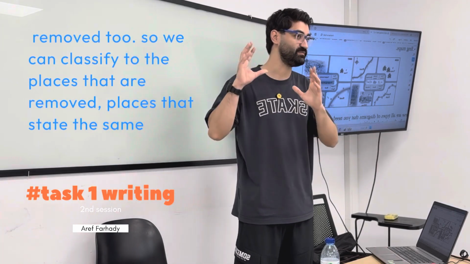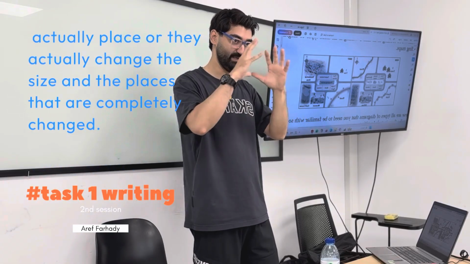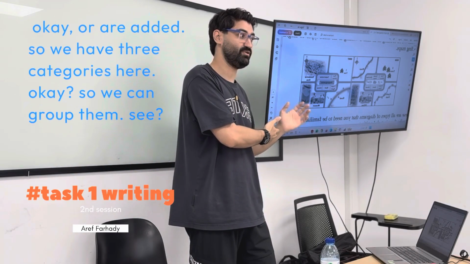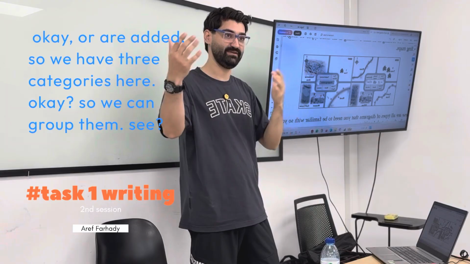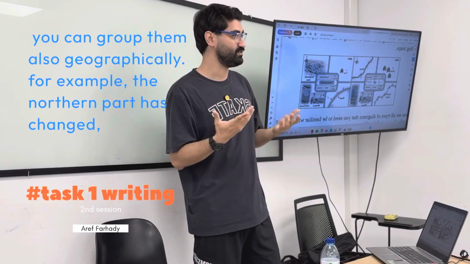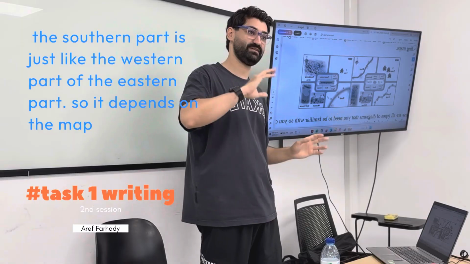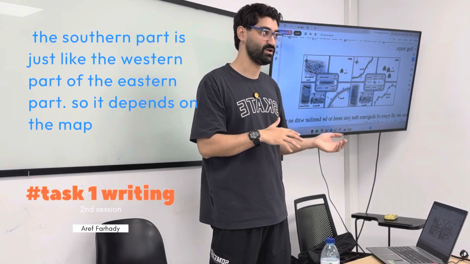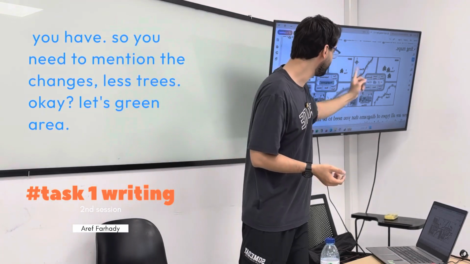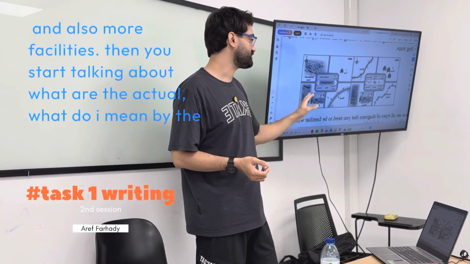So we can classify the places that are removed, places that stayed the same, places that changed in size, and the places that are completely changed or added. So we have 3 categories here, okay? So we can group them. You can also group them geographically. For example, the northern part has changed, the southern part has changed like this, the western part or the eastern part. It depends on the map you have. So you need to mention the changes. Fewer trees, less green area, and also more facilities.